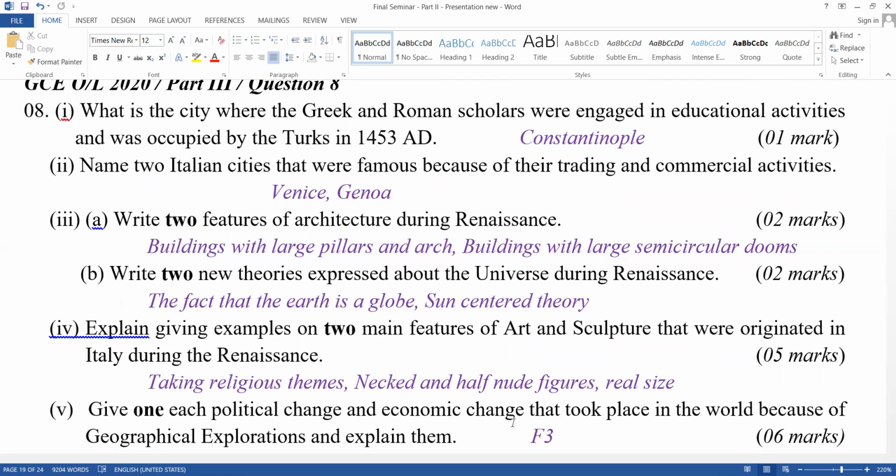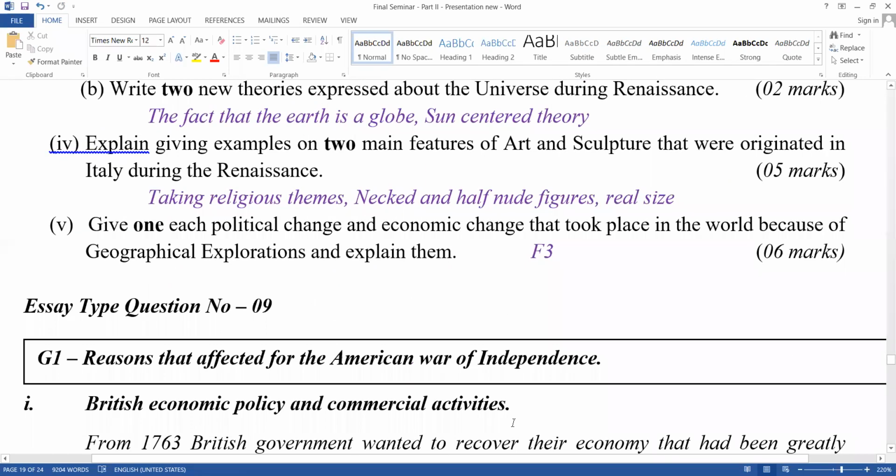That's about the world revolutions and world wars. Reasons that affected the American War of Independence, this question has not come until now. What are the two reasons? British economic policy and commercial activities.